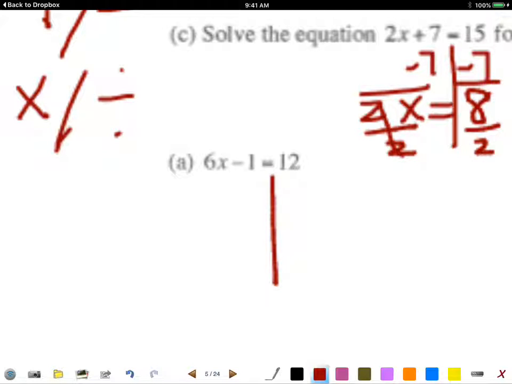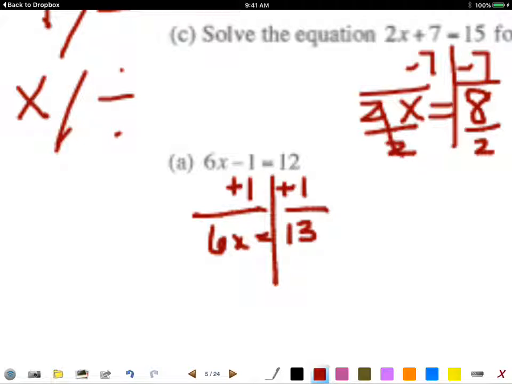Add 1. Very good. We get rid of addition or subtraction first. We see a minus 1, so we're going to add 1 to both sides. So we have 6x equals what? 13. Now we can get rid of any multiplication or division.